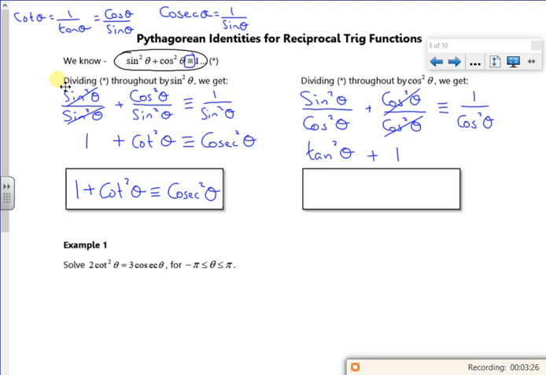And I know that secant theta is 1 over cos theta. So 1 over cos squared theta, you see it as a bracket with 1 over cos theta, all squared. That's got to be the same as secant squared theta. So I'll just write that in there.